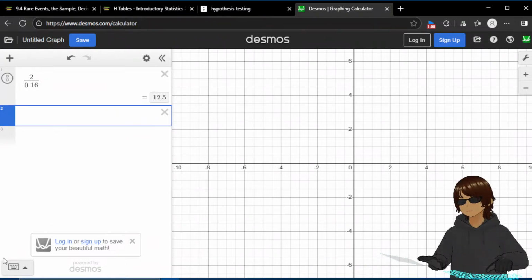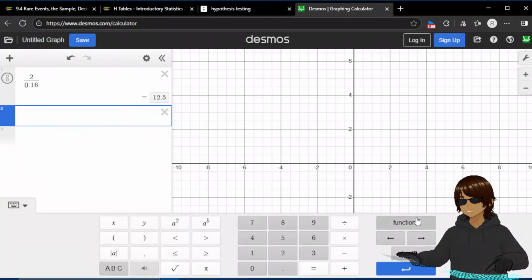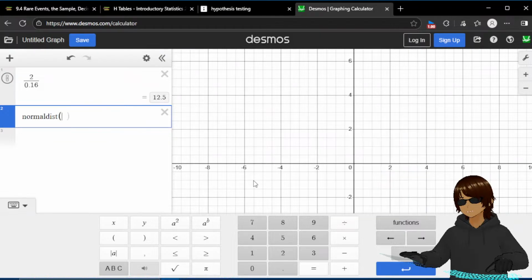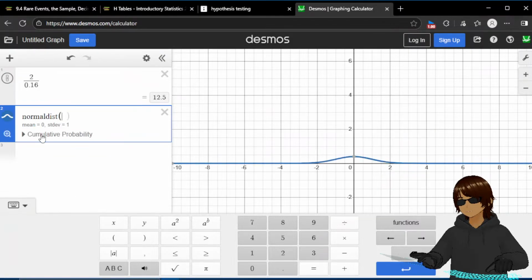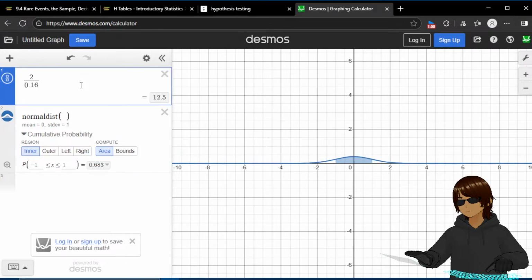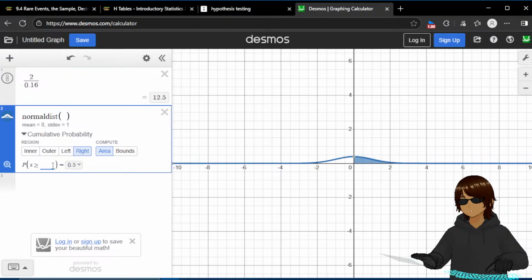How do I do the normal distribution? Functions, normal distribution. I think the problem with this is I can't... The z-score is 12.5. It's like this, right?